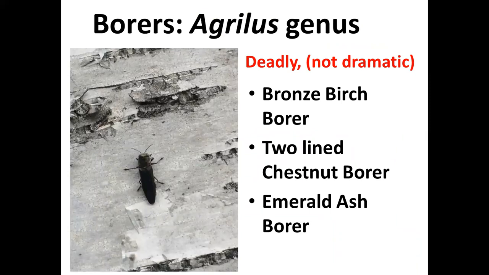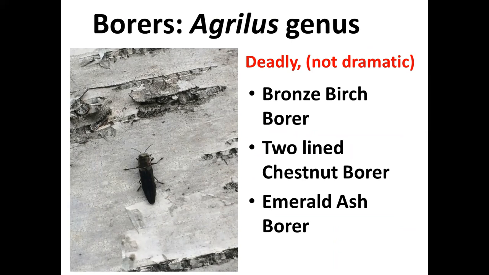Okay, bring it into the borers, and then we can wrap it up, take a quick break, and move on to the fungi. But the borers, as I was saying earlier, these are deadly to the tree, but not dramatic in their onset. And the main ones we were talking about would be bronze birch borer on birch, two-line chestnut borer on oaks, and emerald ash borer.